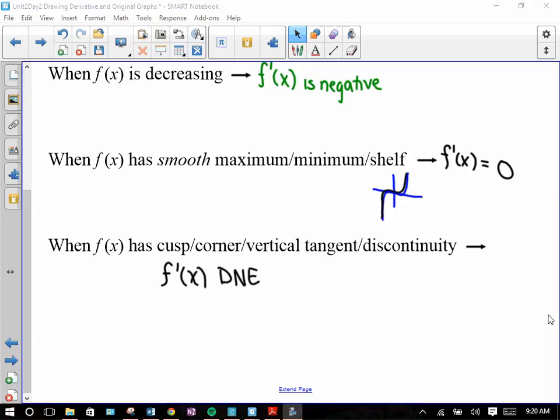Now, our goal here is to take these 4 pieces of information, these 4 guidelines, and use them to do one of two things. We're either going to see the graph of f of x and then want to draw the graph of the derivative, or we're going to see the graph of the derivative and want to draw the graph of the function. Okay?